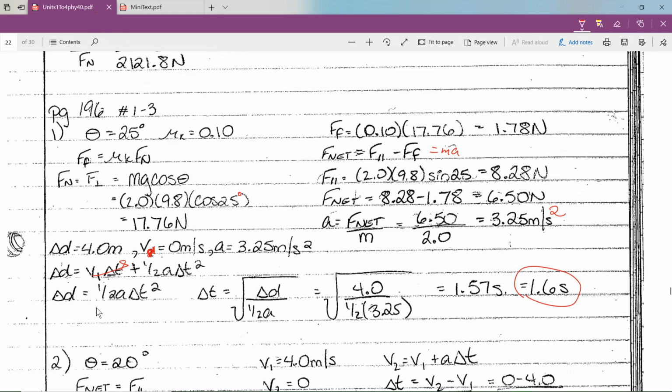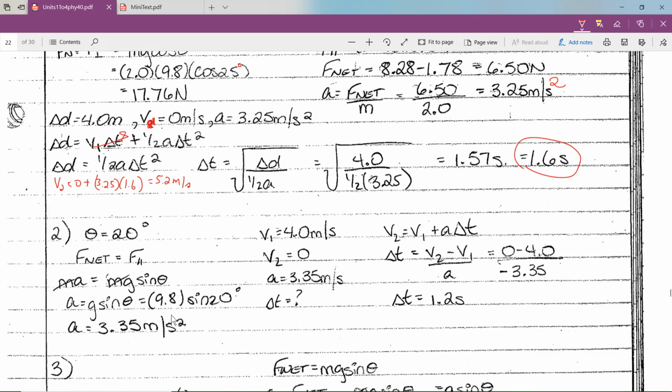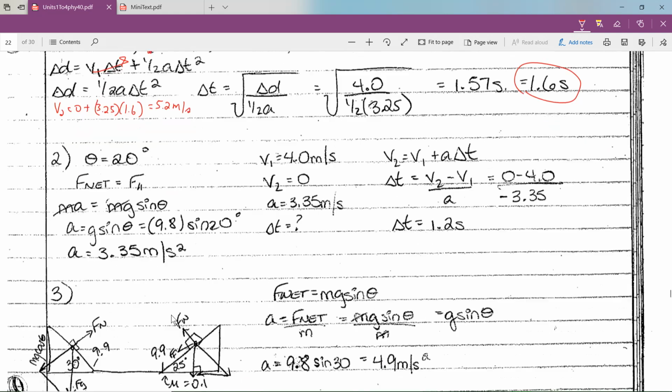If I wanted to find the velocity there, I could do velocity final. v2 equals v1 plus a delta t, where v1 is 0. The acceleration down the ramp, 3.25 times 1.6, is going to be 5.2 meters per second. So that's the speed at the bottom of the ramp. And the physics person has to be strong enough to catch that. Okay? If you have questions at number 1, please email them to me.